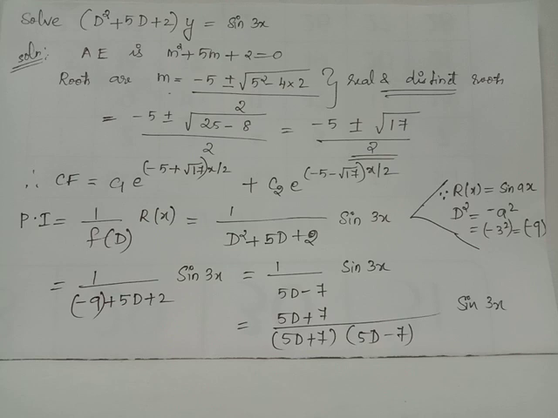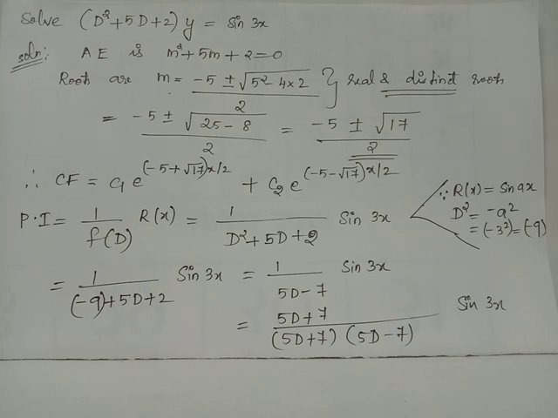In order to find the roots of this auxiliary equation, we can use the formula for the roots of any quadratic equation, which is given by (−b ± √(b² − 4ac)) / 2a. Here for the auxiliary equation, we have a = coefficient of m² = 1, b = coefficient of m = 5, and c = constant term = 2. Hence we obtain roots for the auxiliary equation as m = (−5 ± √17) / 2.